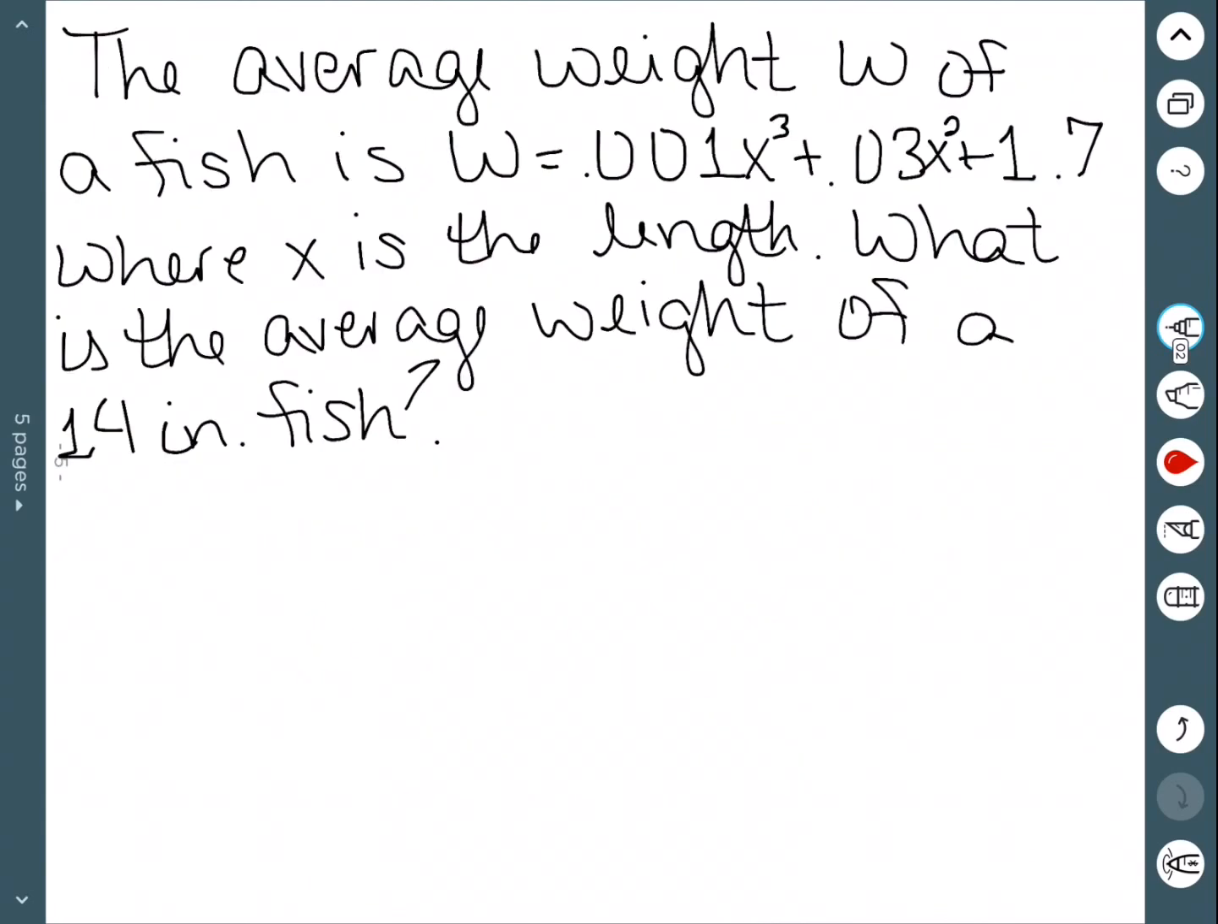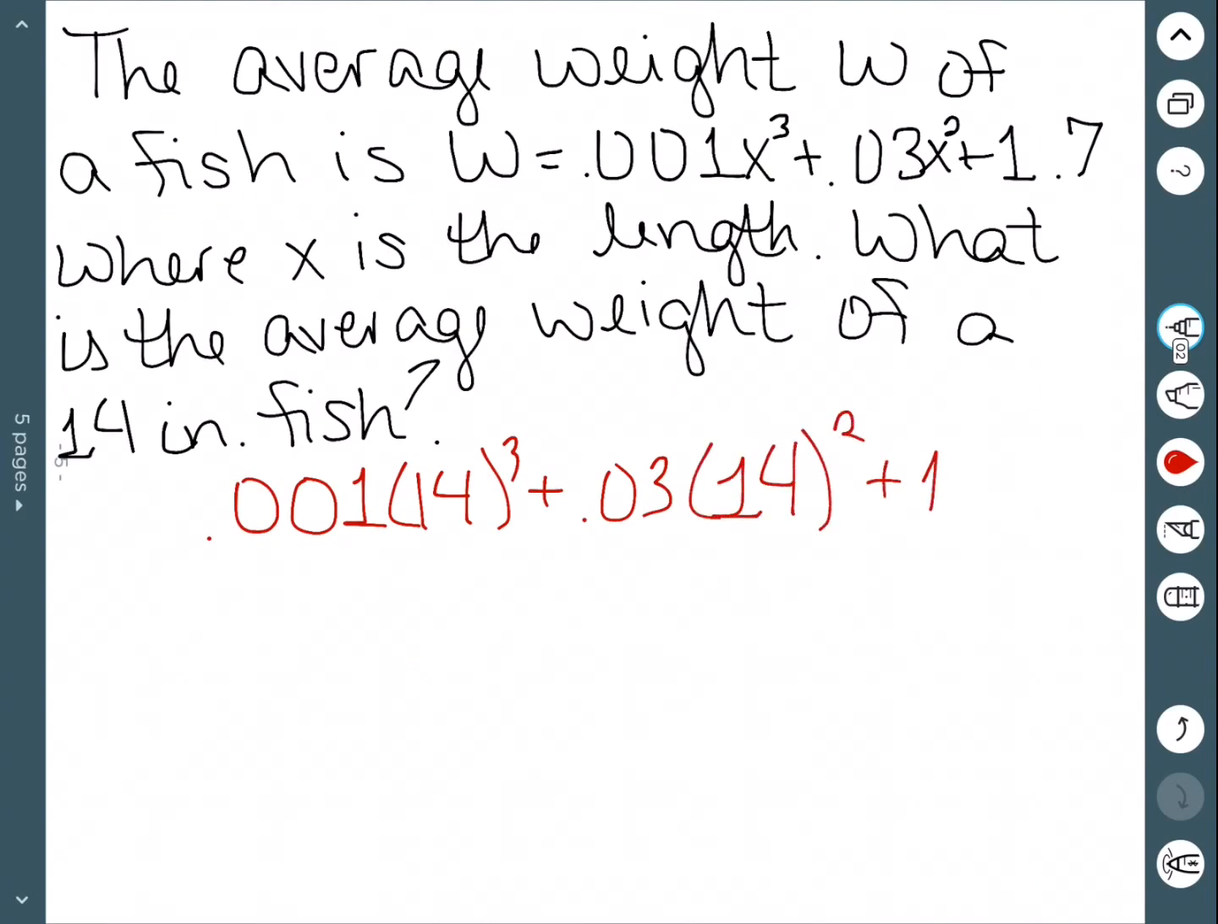Similar word problem. The average weight W of a fish caught in a particular lake is 0.001x cubed plus 0.03x squared plus 1.7, where x is the length of the fish. So we want to know what the average weight of a fish is that's 14 inches long. We know the length, which is x, so we're just going to stick this number in for x. 0.001 times 14 cubed plus 0.03 times 14 squared plus 1.7. Now we need to actually do our multiplications.